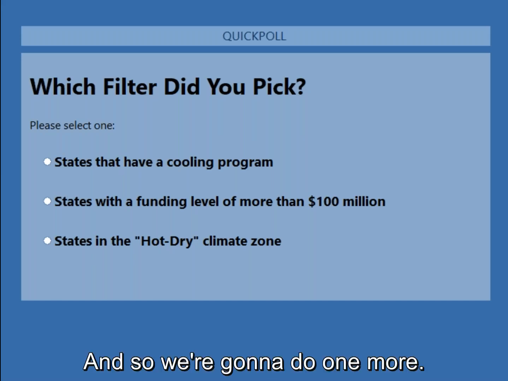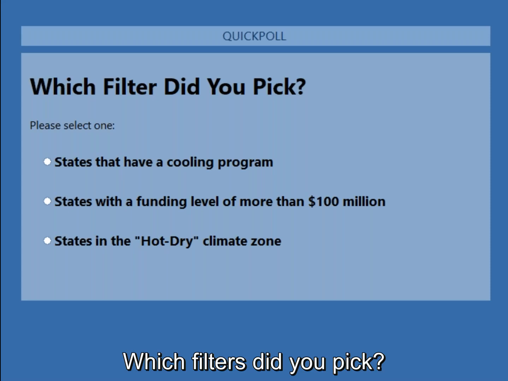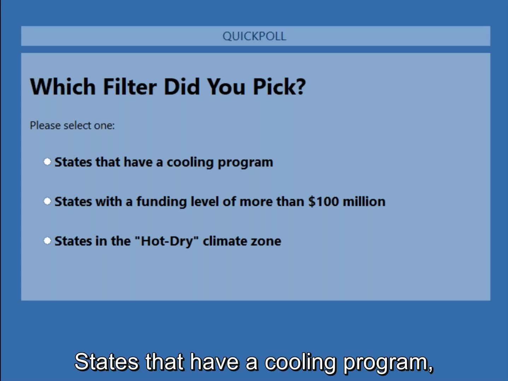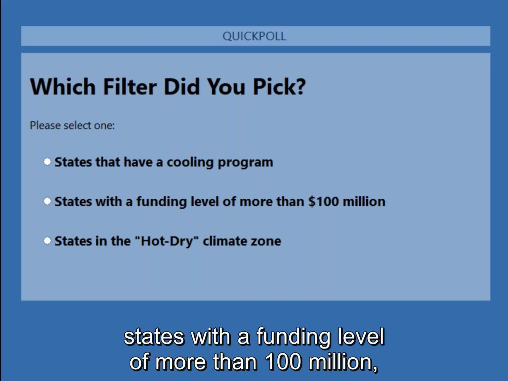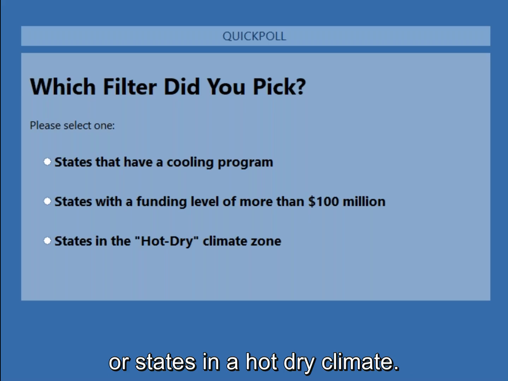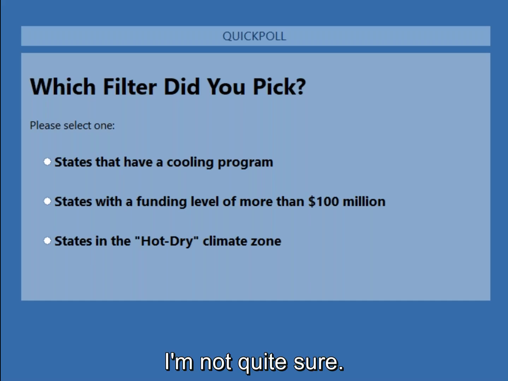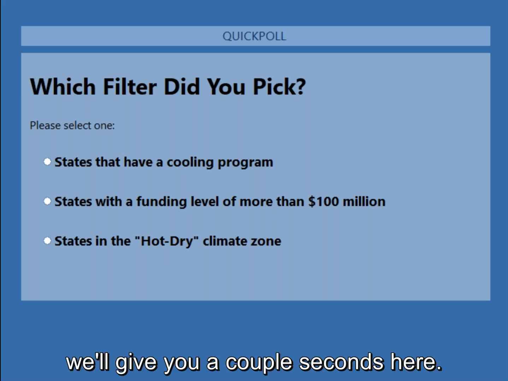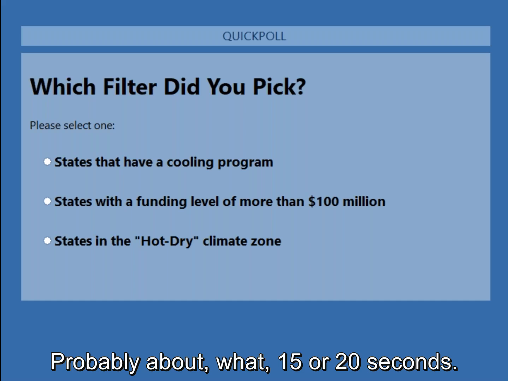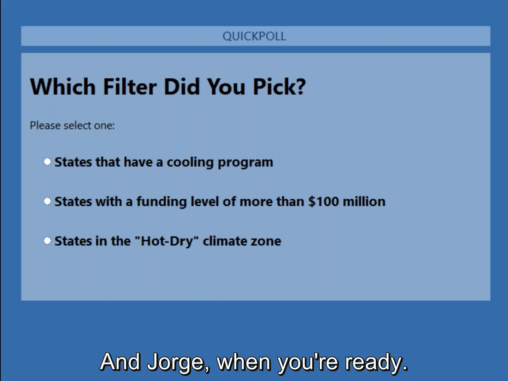And so we're going to do one more. Which filter did you pick? States that have a cooling program, states with a funding level of more than 100 million, or states in a hot, dry climate? Sorry, we didn't give you another option. If you can give a selection, we'll give you a couple seconds here, probably 15 or 20 seconds. And Jorge, when you're ready.